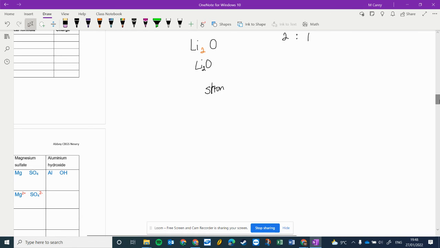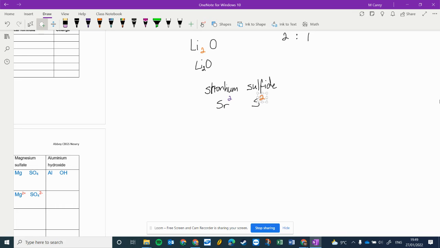Strontium, and it's going to be sulfide because you always end with IDE when you have a non-metal atom in the compound. So strontium is Sr and sulfur is S. Now the charges of strontium is 2 plus, and for sulfide it'll be 2 minus. So now we're going to again lose the charges and we're going to drop and swap.